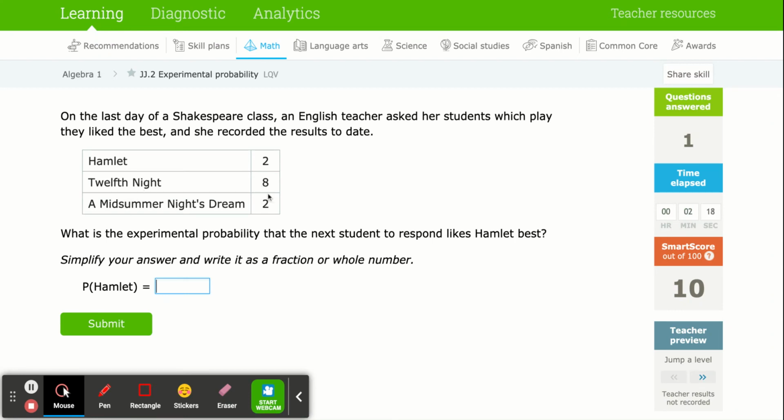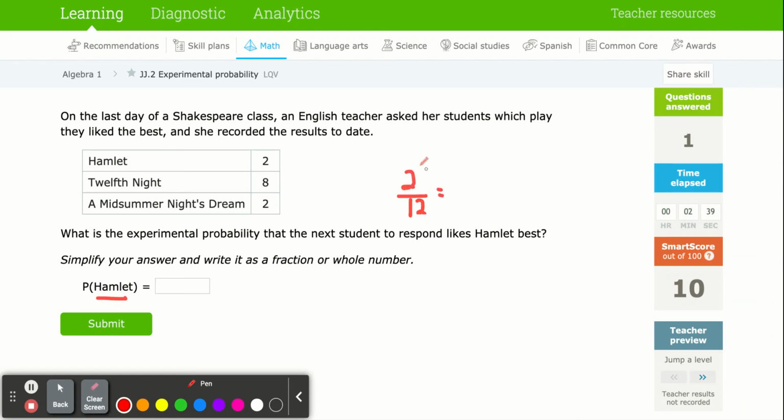But once she asked them, she has some data, some information, and she knows that out of a total of 12, so we count all of the experiments she did, there was a certain amount that ended up being Hamlet. Well, that was only 2. So in the future, if things stay the same, there'll be a 1/6 chance that the next person she asks will be a person that likes Hamlet.